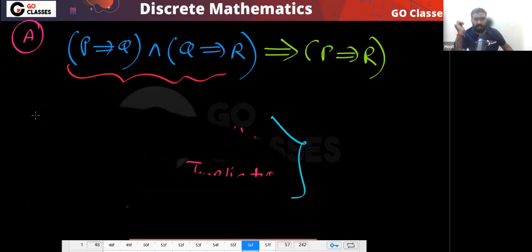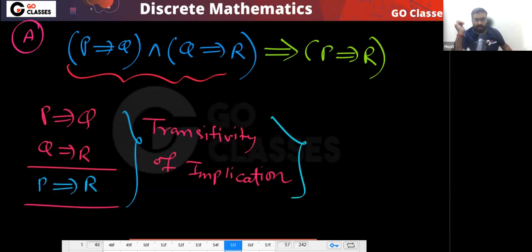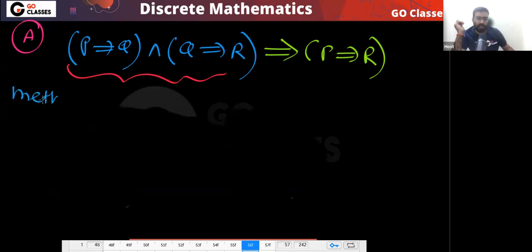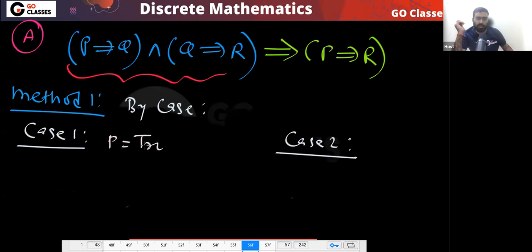On your screen, this formula is given to you and you want to check it. There are two methods. I am giving you method number one, the by case method. This is a beautiful, very simple method. How many cases are possible? Only two: one case is P true, another case is P false. Either P will be true or P will be false.